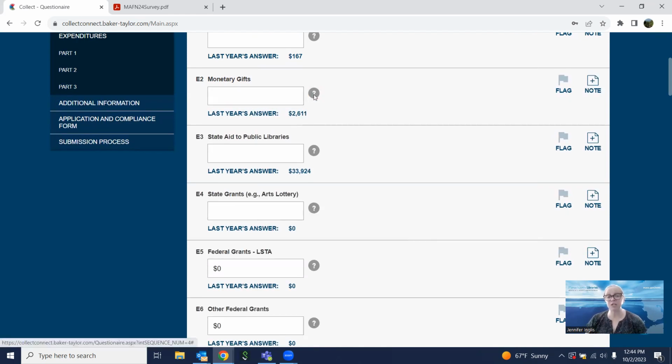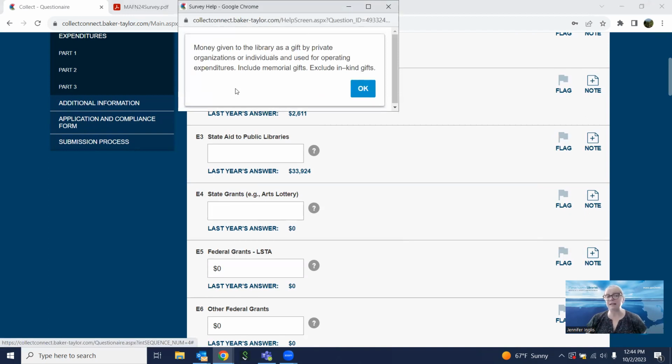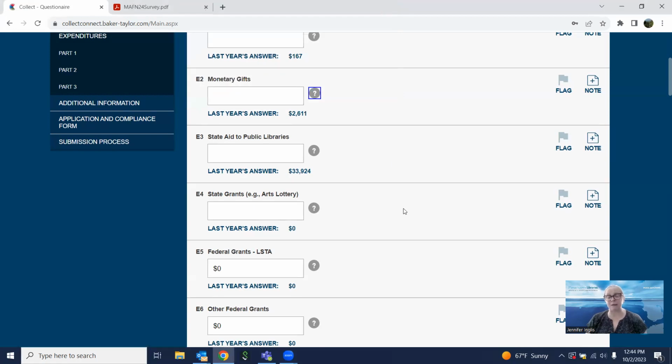And if you hit this question, the instructions say, money given to the library as a gift by private organizations or individuals and used for operating expenses, include memorial gifts, exclude in-kind gifts. So if you have a patron or a trustee who's passed away and they've asked that money gets sent to the library in their memory, you would put that here. If someone donates money because the reference librarian was super helpful when they were working on a book, you could put that here. You exclude in-kind donations.